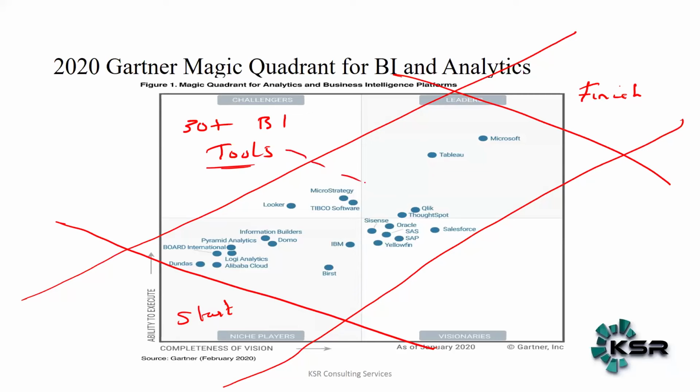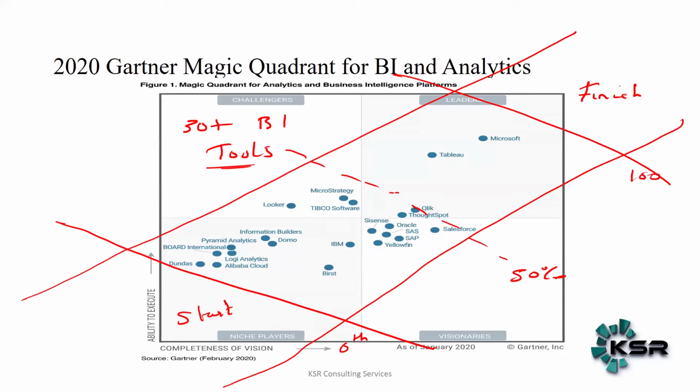I would have drawn a dotted line here. I will call this the 0% start line. This is 100 and this is 50. 50% of the race, so the middle of the race bar, I'll mark as 50%. Can I say that out of 30 tools in the market, except Tableau and Power BI, no other tool has even managed to cross the 50% of the race? Can I say that? Yes.